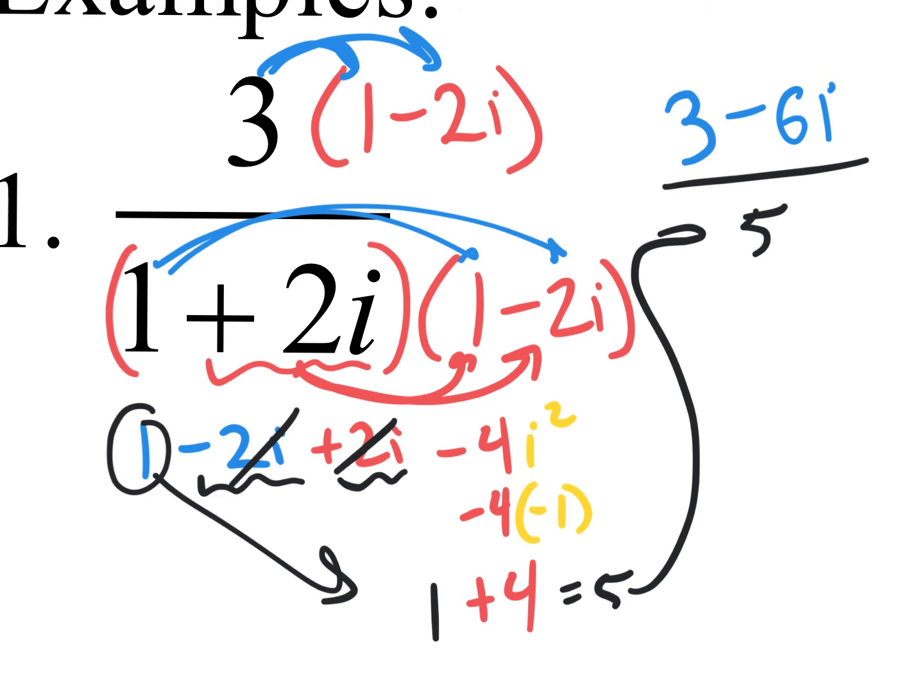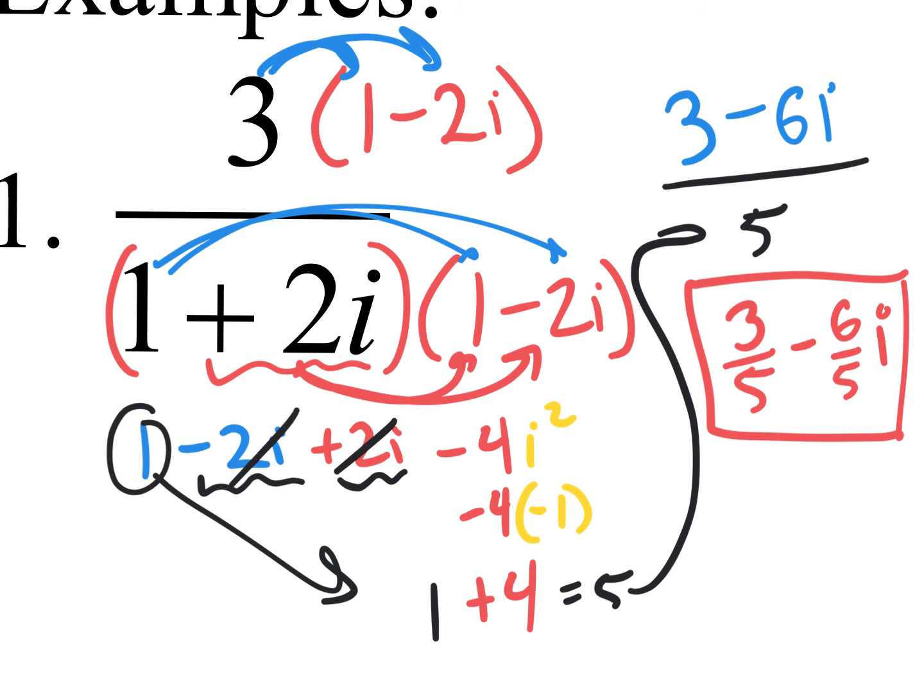Now, that's my answer. However, we just said that for a complex number, when you have real parts and imaginary parts, you want them separate. You don't want both of them together as a numerator. So what I'm going to do is take this 5 and split it to each of those. So my final answer will be 3/5 minus 6/5 with an i next to the 6/5. I just simply took the 5 and split it and put it both on the 3 and on the 6, and that's how I got these two fractions as answers. And it is important to split it, real part first, imaginary part second.